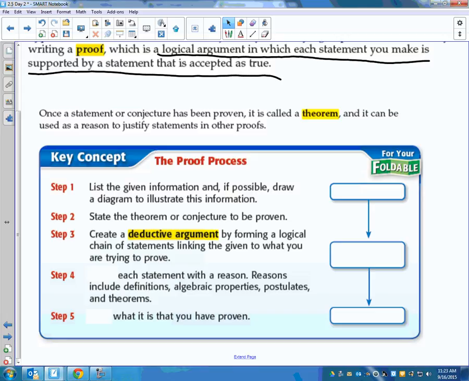Sometimes step 3 can end up being a very long step because you have to go from step to step to figure out, how do I go from A to B? So you want to create a deductive argument by forming a logical chain of statements linking the given information to what you're trying to prove. And step 3 and 4 kind of go together. Justify each statement. Because it looks like it is not a justification.